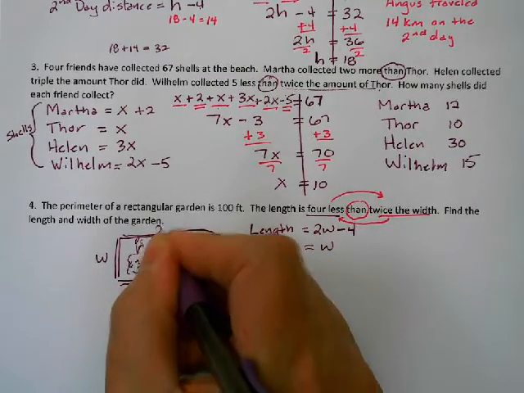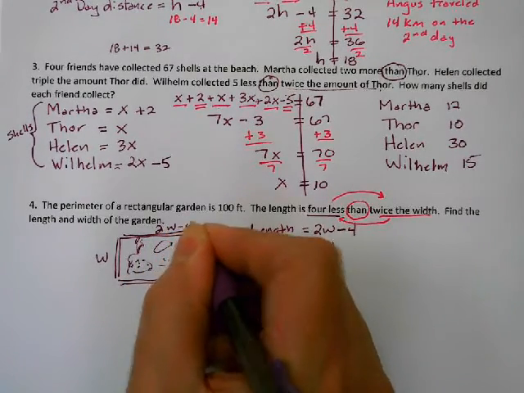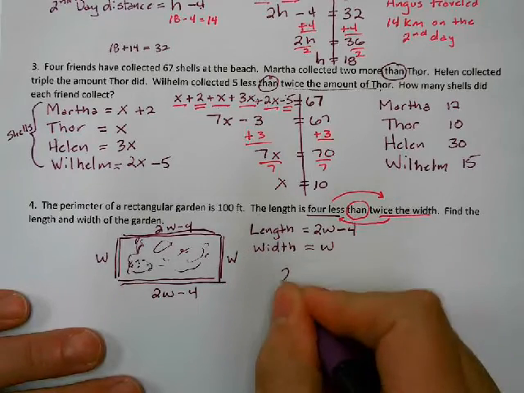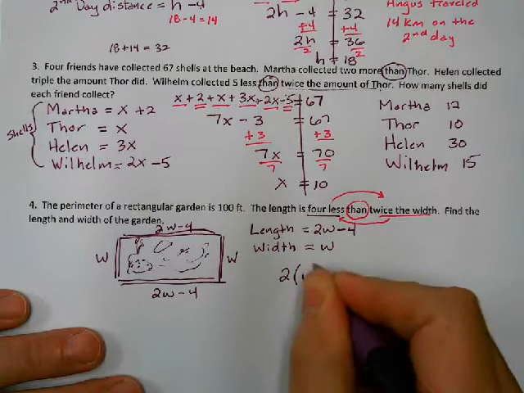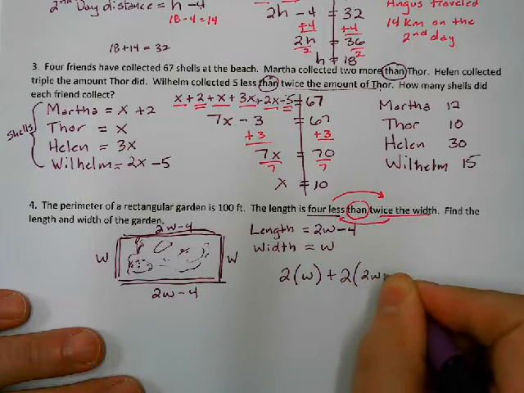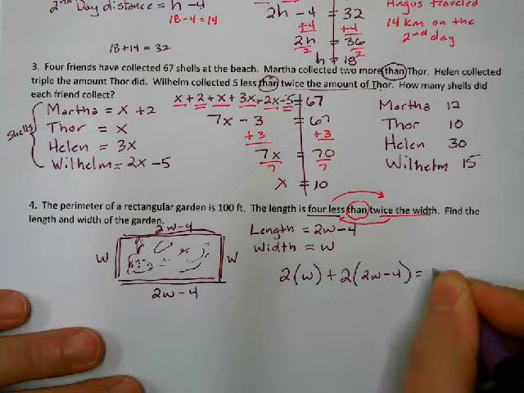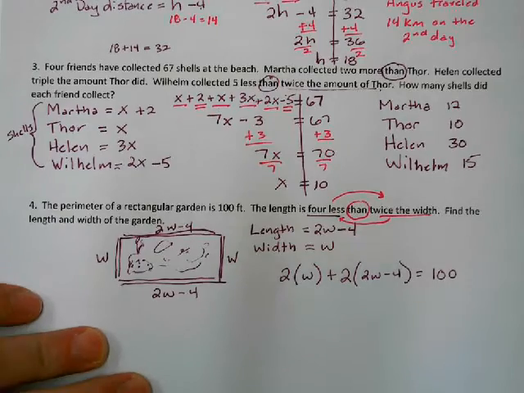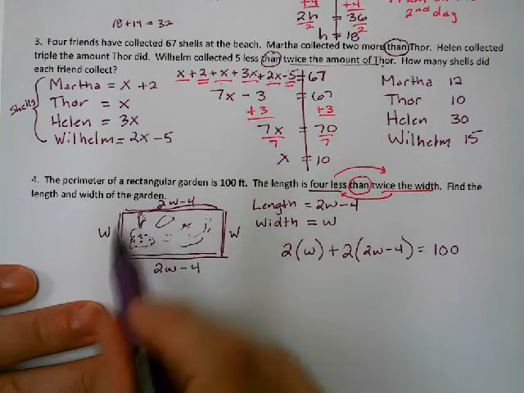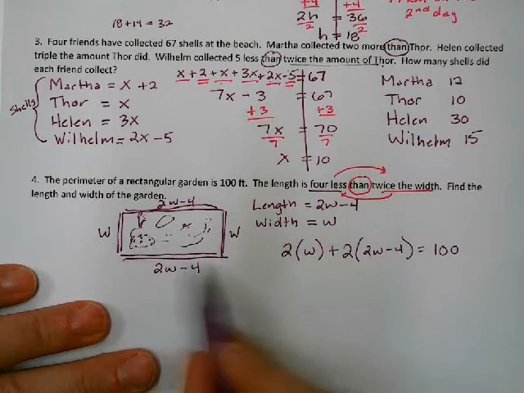So in the perimeter, there's 2 widths and there's 2 lengths. So our formula for this one, when we write an equation, we're going to have 2 of the width plus 2 of the length. That's what's going to equal 100 feet total. So our perimeter has to go all the way around. So I'm going to have a width here and a width here, a length here and a length here. All right, we can distribute these.